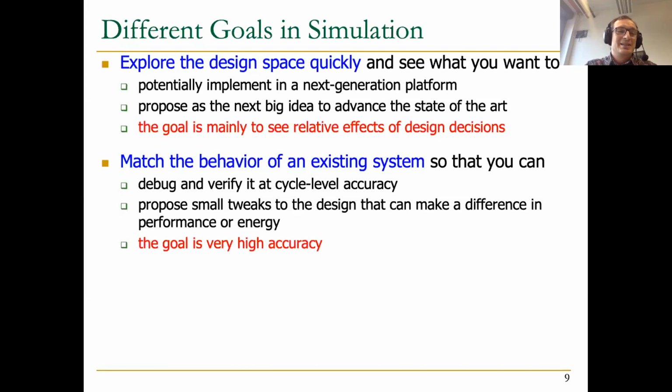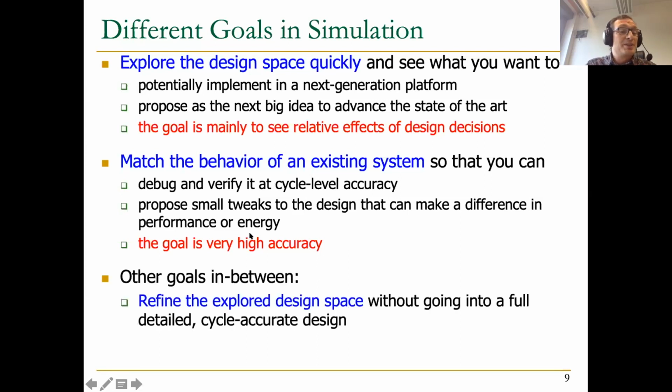Okay, it's very interesting, clearly. And if you actually close the loop such that you make the RTL better, as accurate as possible, then you're getting closer to the real hardware. But keep in mind that even RTL has a margin of error compared to real hardware. Okay, I've given you both ends of the spectrum, I believe. In research and thinking big ideas, you want to explore the design space quickly. In matching the behavior of an existing system, you want to be as accurate as possible.